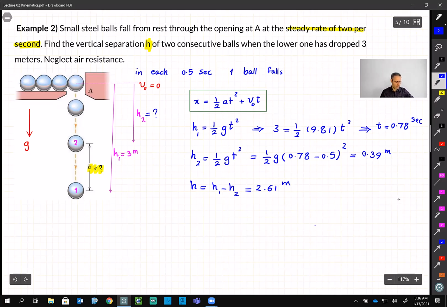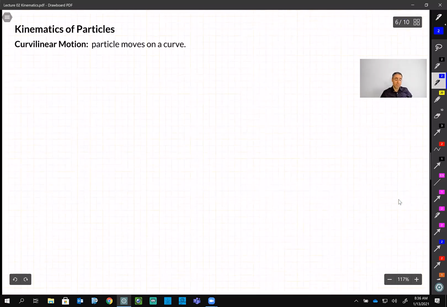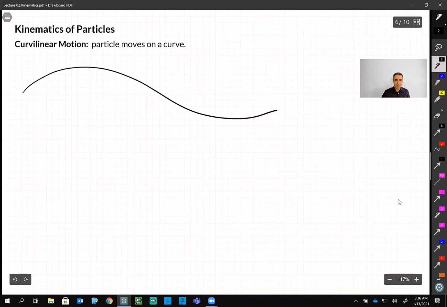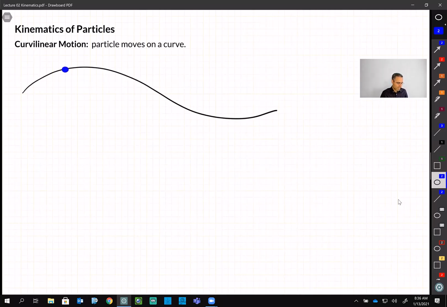Apparently you guys are smart and good, so we get to the more exciting topic, which is curvilinear motion. This time, instead of a straight line, things can move on any path. But still we have a particle. Maybe not that exciting when it is a particle. You guys may wish to get soon to rigid bodies when sizes matter, but for now we have to be patient. So we have a particle.